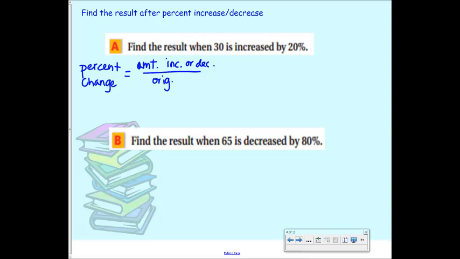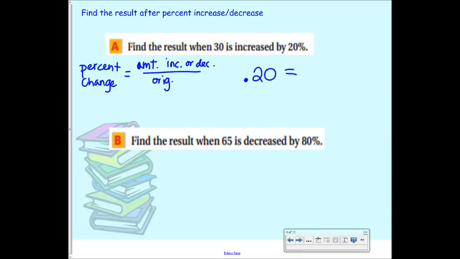Okay, so again, we have a formula, but it's just about figuring out where to plug the stuff in, right? Well, what's the only one with the word percent in it? What's the only part of my formula with the word percent in it? The left side. So that's where that has to go. But again, can we write it as 20%? No, so we have to write it as 0.2 or 0.20. Those are the same. All right, equals, find the result when 30 is increased.